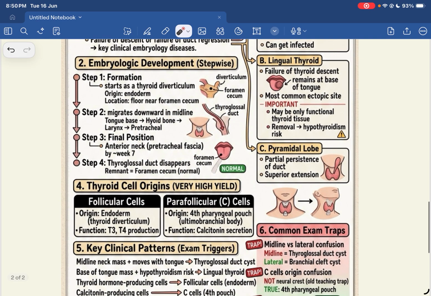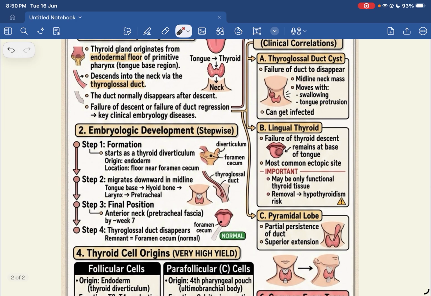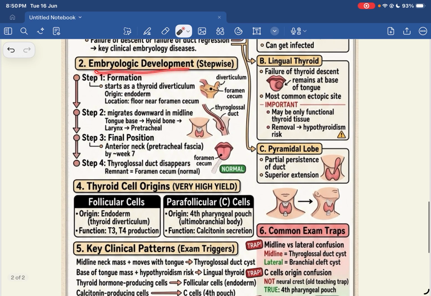Okay, then there's going to be the pyramidal lobe, which is a partial persistence of the duct. So if the duct is completely persisting, it is going to present as a thyroglossal duct cyst. If it's partially persisting, it is going to present as a pyramidal lobe. Okay, this is the basic embryological development. It forms as a diverticulum. It is endodermal in nature.